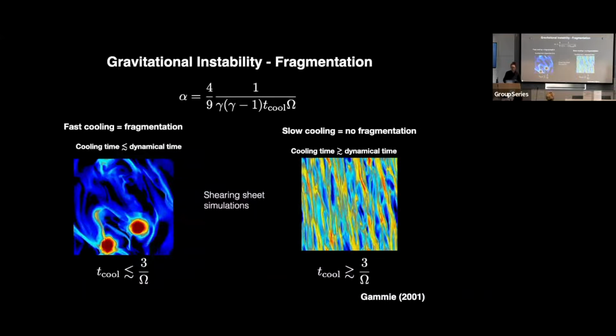So remember when I said there's only so much stress that someone can take? Okay, this is what happens if the stress is too high. You get something called fragmentation. So what happens with fragmentation is the disk cools faster than it can collisionally heat itself up again. If this is the case, it will collapse down to form gravitationally bound objects.